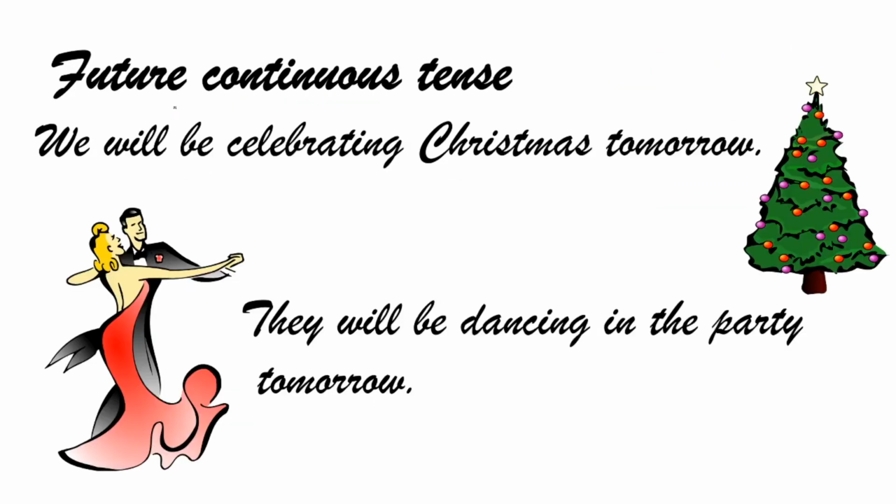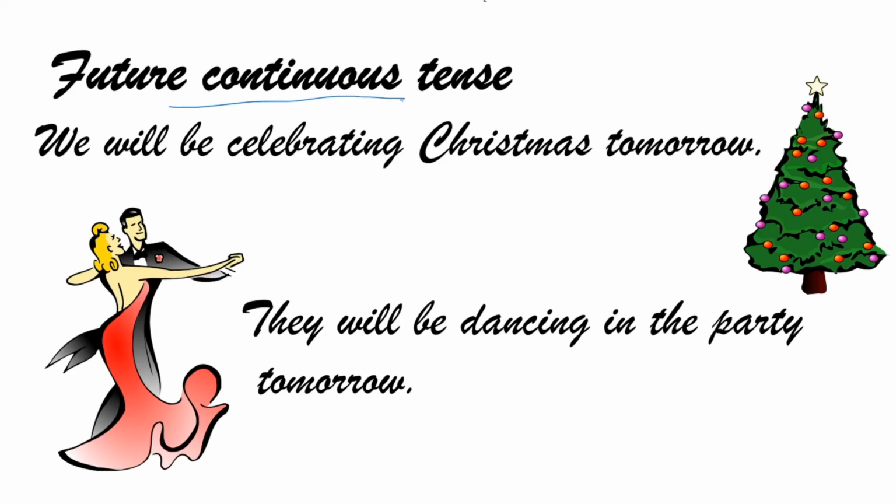Now moving on to future continuous tense. Future continuous tense indicates that an action will occur in the future and will continue for some expected length of time. So, we will be celebrating Christmas tomorrow. Here this shows that an action will take place in the future and will continue for some time. Similarly, they will be dancing in the party tomorrow. Here, this also shows a future action that will take place for some time.